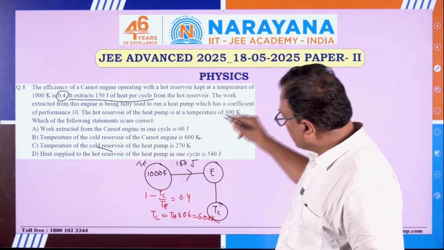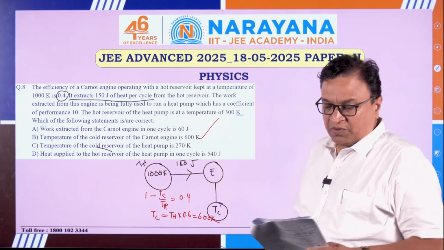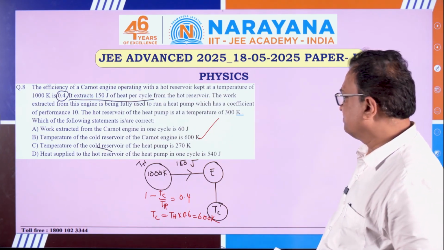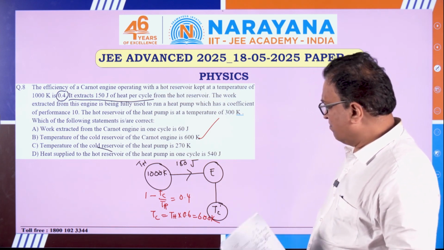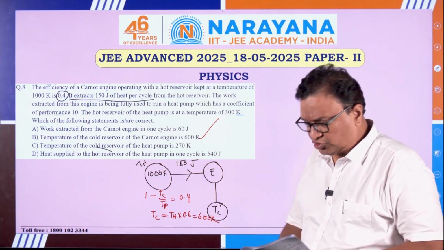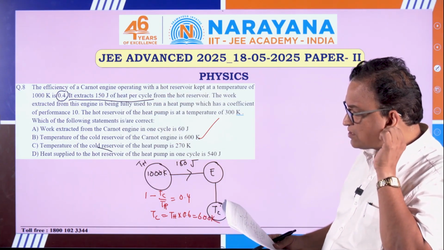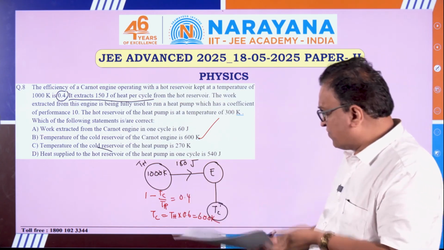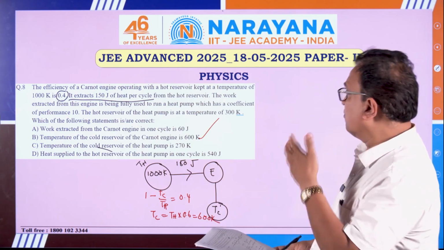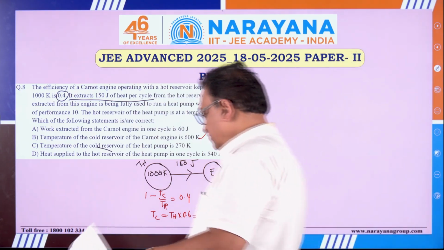Yeah, come on. One option, right. Work extracted from the Carnot engine in one cycle is... see, work extracted, that's what you want, right? How to calculate that work extracted part? You have the efficiency formula here itself, no? How much have you taken? 150 into 0.4. Or here, one more definition, no?